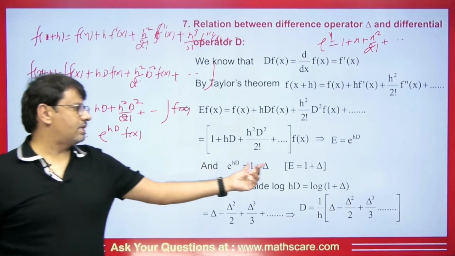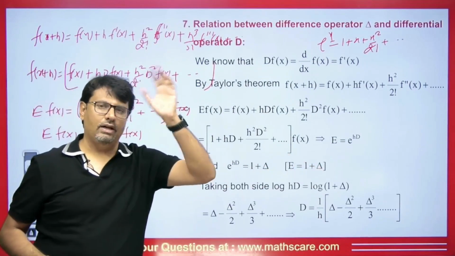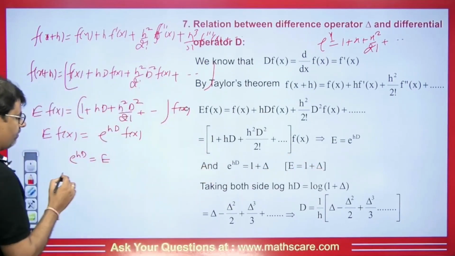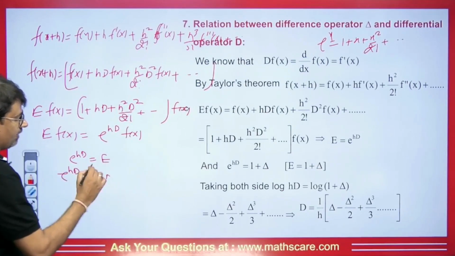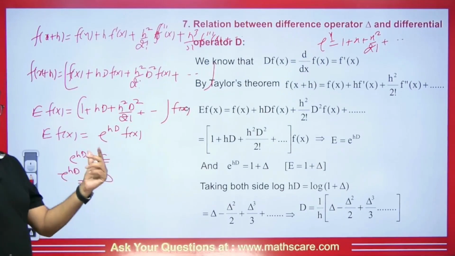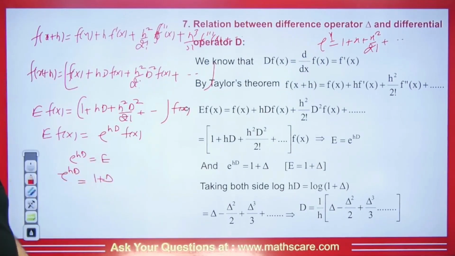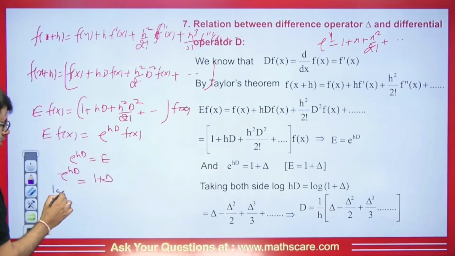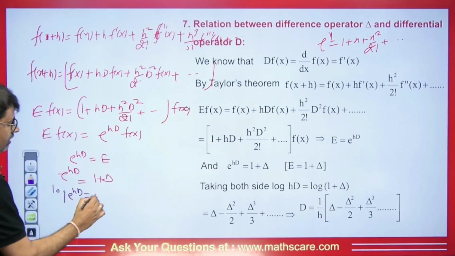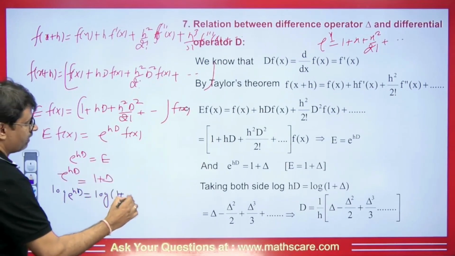So e power hD is equal to E. What is the value of E? It is 1 plus del. We have just seen the relation between del and E. So wherever we have this value, we can write it as 1 plus del. Now we will take the log of this, as we have to find the relationship between D and del. On both sides I will take the log. So it will be log of e power hD is equal to log of 1 plus del.